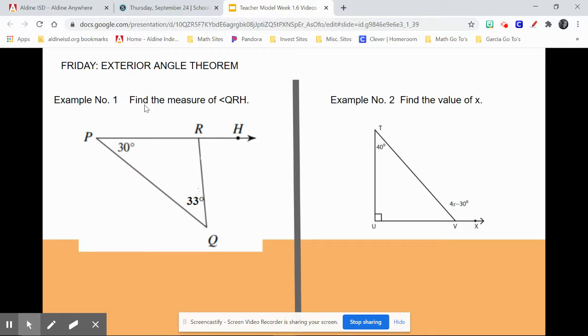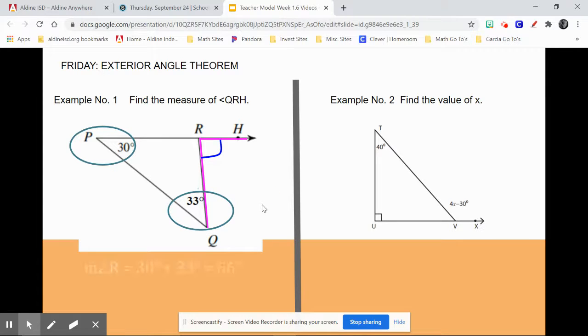Okay, notice the question says find the measure of angle QRH. So actually we're looking for the measure of angle R, which is an exterior angle. In order to do that, we're going to use the angles that are not adjacent to angle R. And those angles are angle P, which is a measure of 30 degrees, and angle Q, which is a measure of 33 degrees. If we take those two angles, they will equal the measure of our exterior angle R.